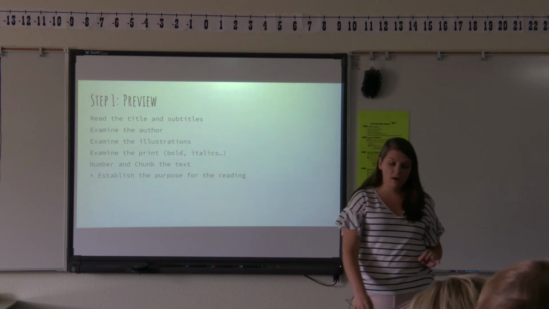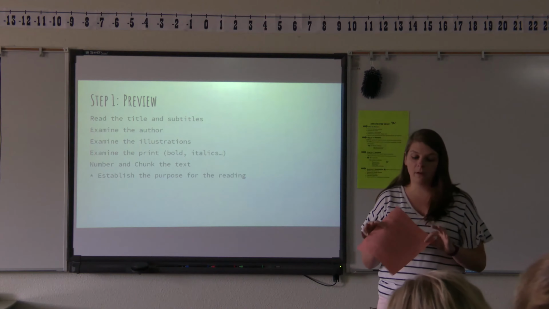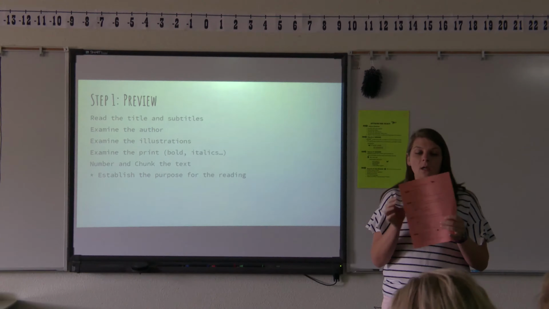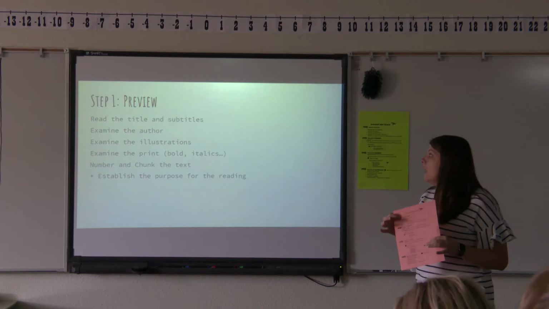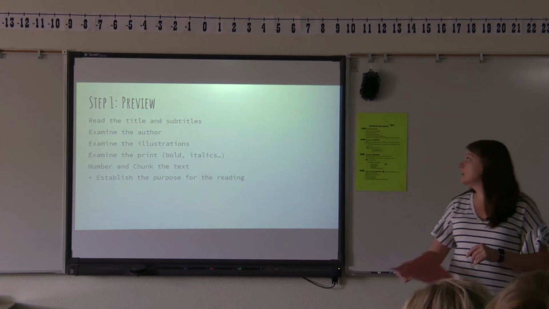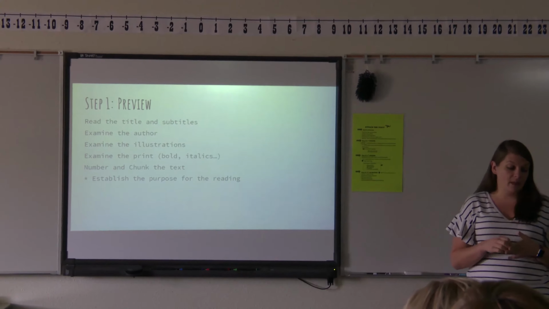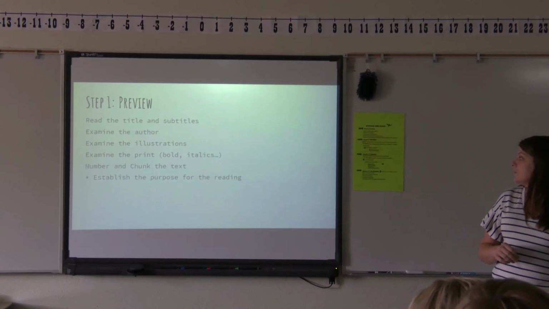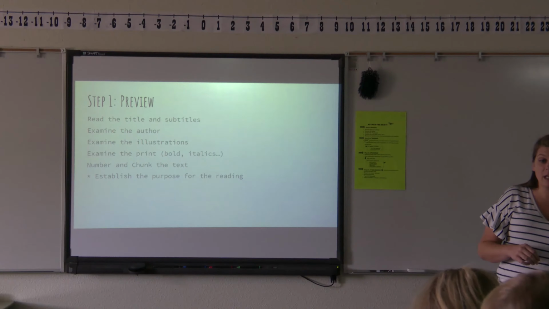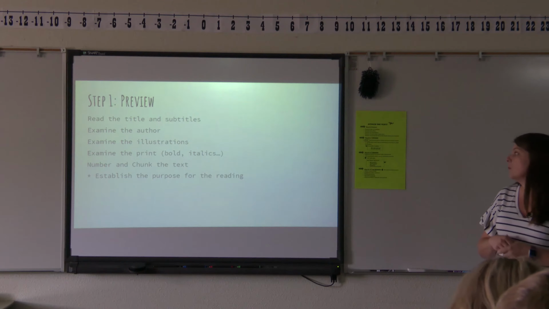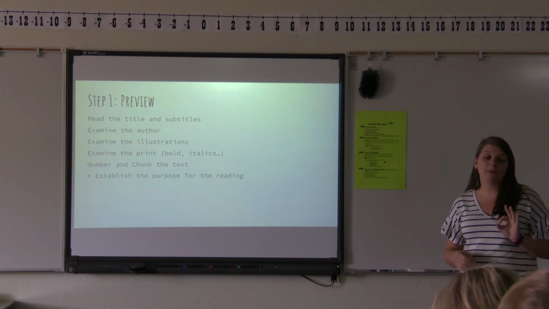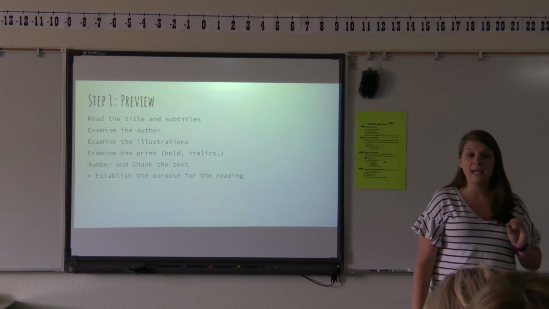All right, as you see on your lovely colorful piece of paper in front of you, step one is called previewing, and what that means is you read the title and subtitles, you examine the author, you examine illustrations. You can also examine the print if it's bold and differently formatted. You are able to see what's different. At the same time, you also need to number and chunk the text.